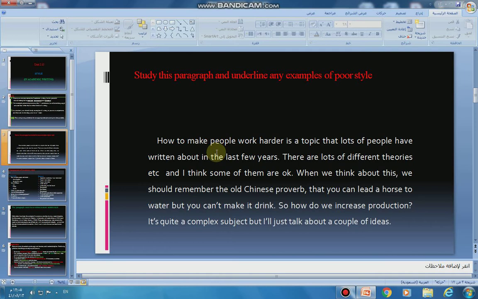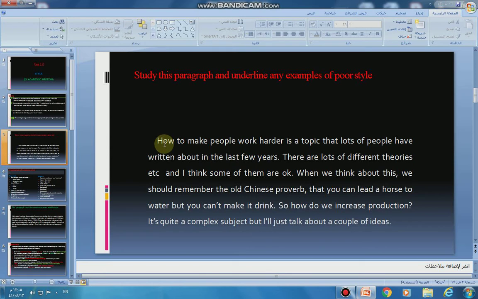Let's have a look at this paragraph, which is written by, let's say, someone, and let's try to identify areas which reflect poor style and what the reasons behind this are. So let's have a look at this paragraph here.